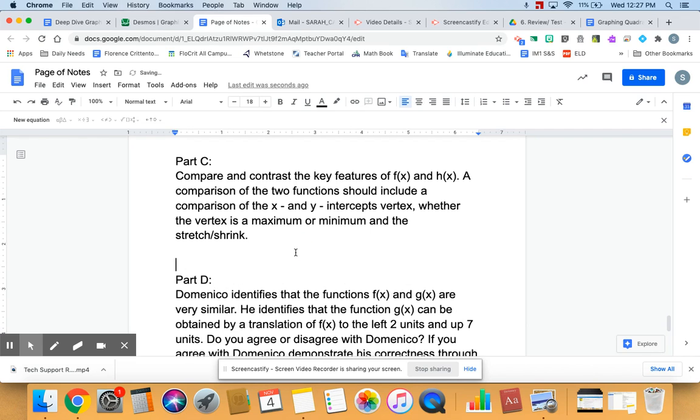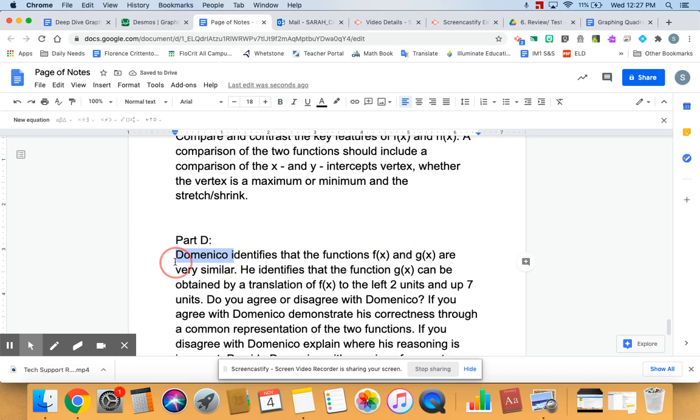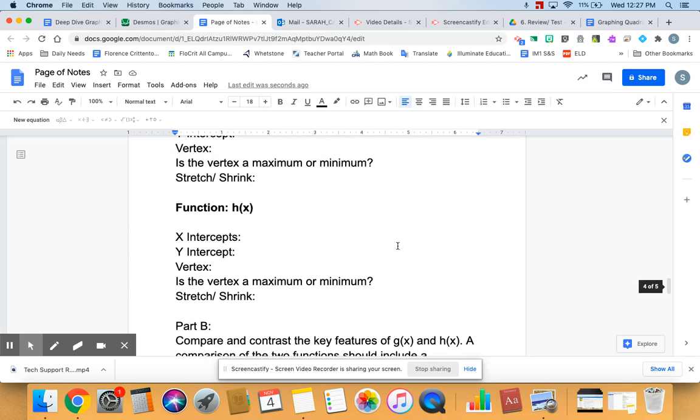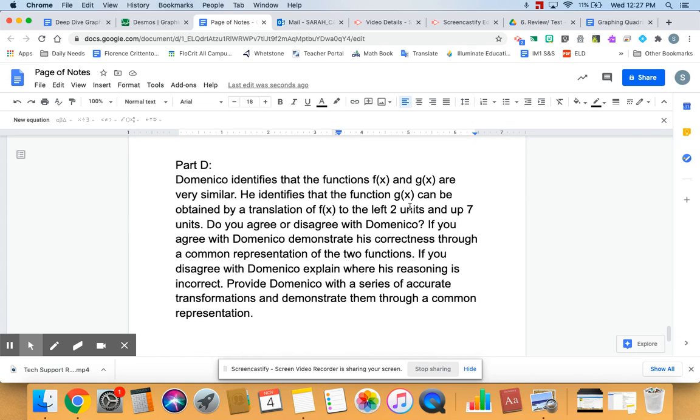Then part D compares F and G sort of, but someone else compared them and you're telling them whether or not you agree. So he's saying that the function g of x, so this one, the g of x one, this equation, can be obtained, so that just is a big word for can be got, like you can get it by translating, so by taking the f of x and going left 2 and up 7. Do you agree or disagree?